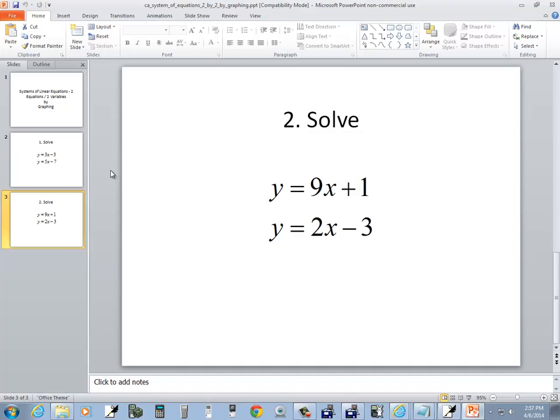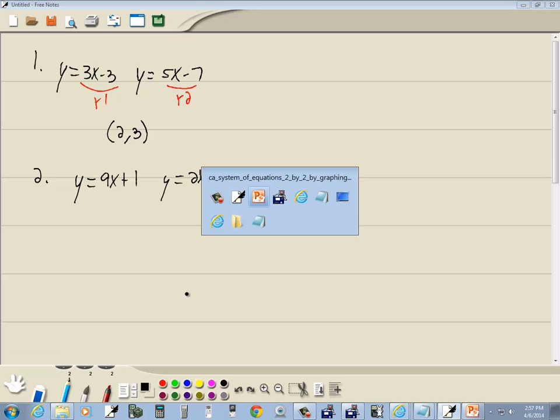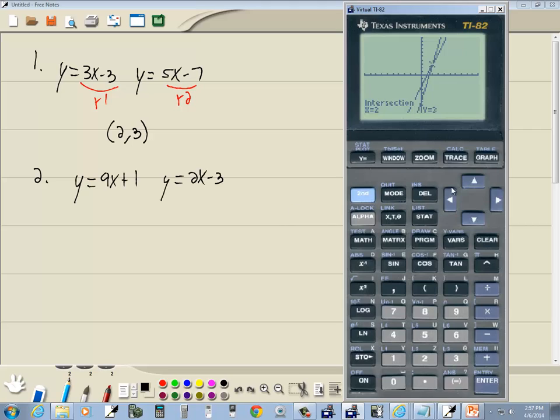Let's take a look at our second problem. y equals 9x plus 1, and y equals 2x minus 3. Again, these are both solved for y, so that's a perfect form for our calculator. So press Y=, clear on y1, down arrow and clear on y2. On y1, I'm going to put 9x plus 1. Down arrow, and on y2, I'll put in 2x minus 3.